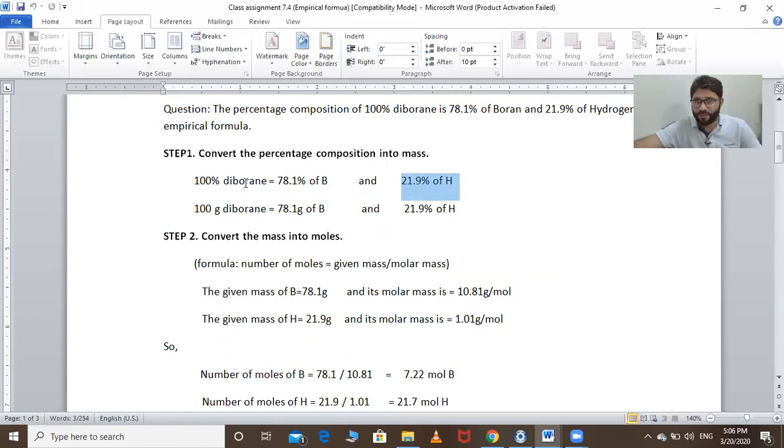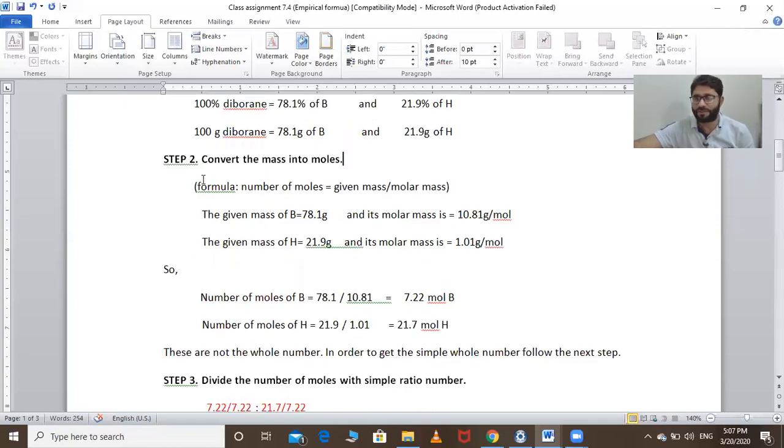So if we have these in percentage, when you convert it into grams, look, 100% means we have 100 grams of diboron. It consists of 78.1 grams of boron and 21.9 grams of hydrogen. Now, dear student, you converted the percentage into grams by putting gram in front of the values. Now, step two is that you have to convert the masses into moles.